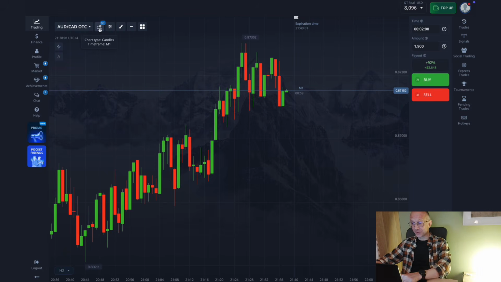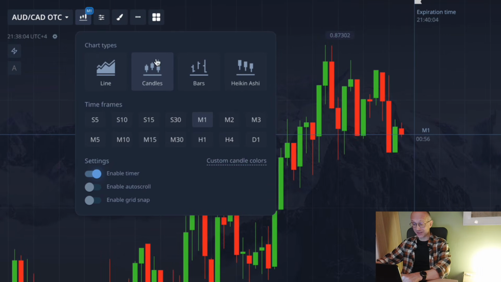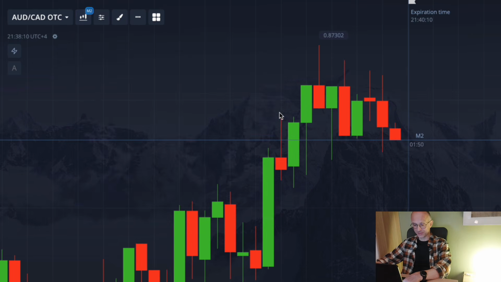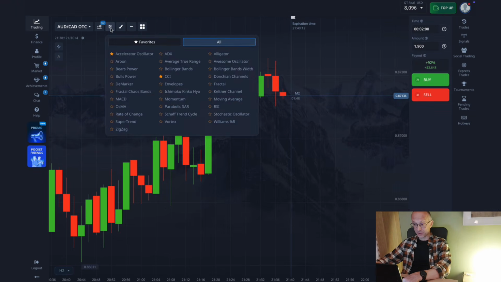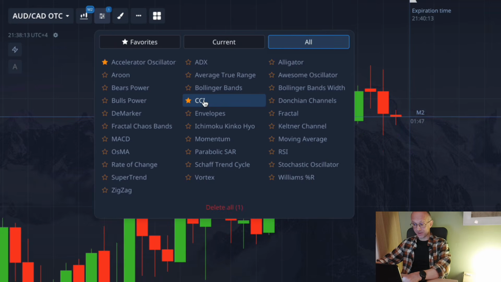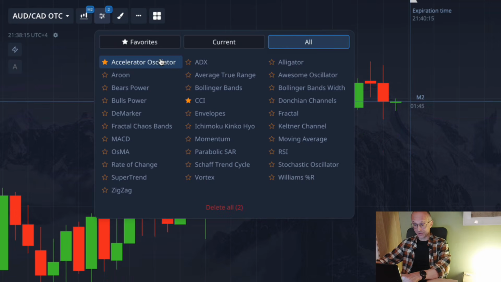First, let's prepare the tools for work. I'm setting classic candles and the time frame is 2 minutes. Let's go to the Indicators tab and select the CCI and the Accelerator Oscillator.